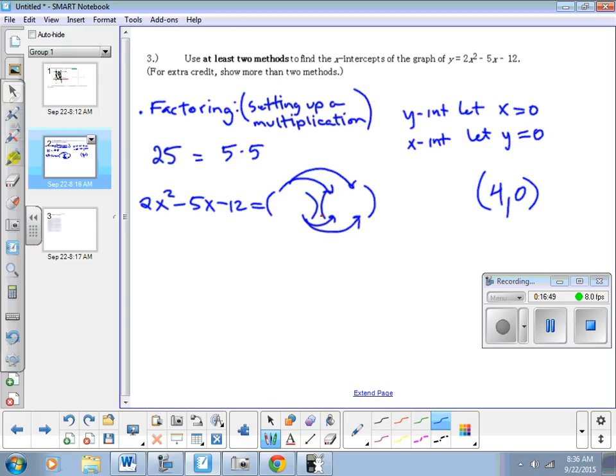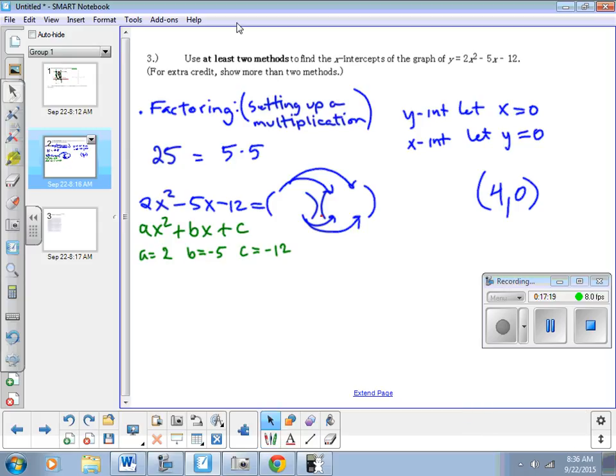So here are the tricks that I want you to remember. This is really ax squared plus bx plus c. A value represents 2. B value represents -5. And the C value represents the -12. Okay? A value, B value, and C value. All right. And you guys are taking notes on the graphing paper that I gave you guys right now?